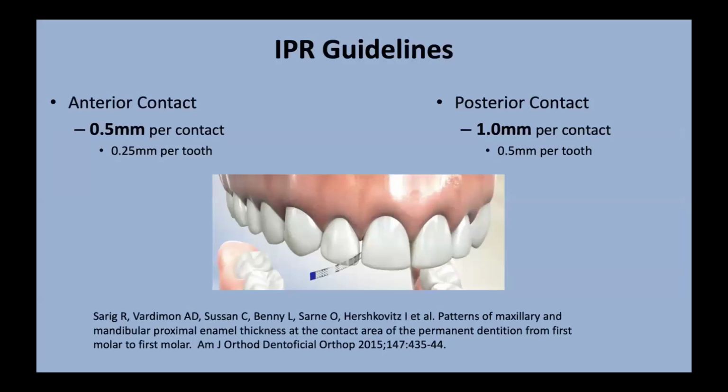So what are our guidelines? Our guidelines are that we can do this in between anterior teeth or posterior teeth. In the anterior segment, it's 0.5 millimeters per contact. So 0.25 off of one side of the tooth and 0.25 off of the other side of the tooth. So you're not taking 0.5 from any one tooth, but rather going in between.